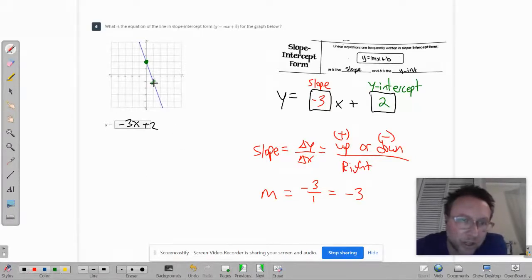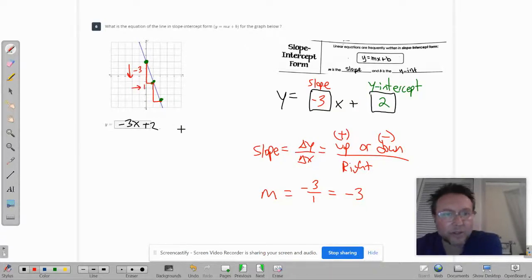If I keep writing this down, I find another point right here, then notice what happens. It's the same thing. Down 1, 2, 3 over 1. Down 1, 2, 3 over 1, right? So it looks like this little staircase. Down 3, right 1, down 3, right 1, and then so on.